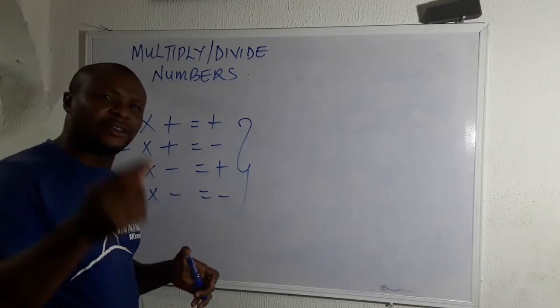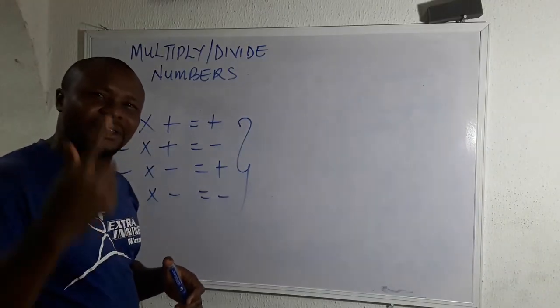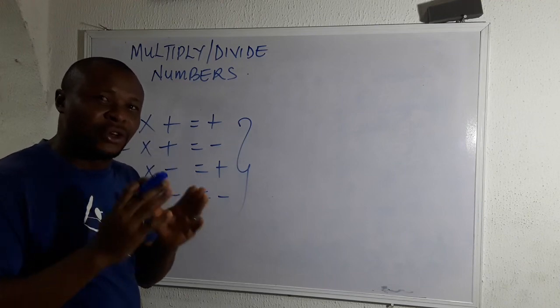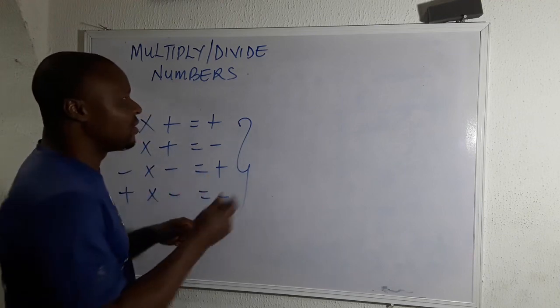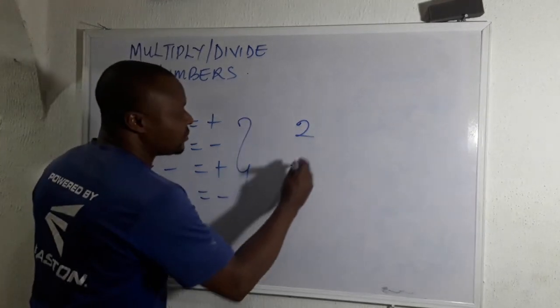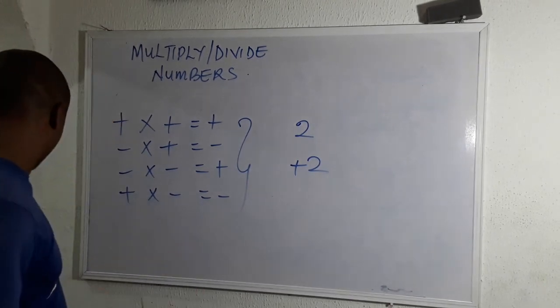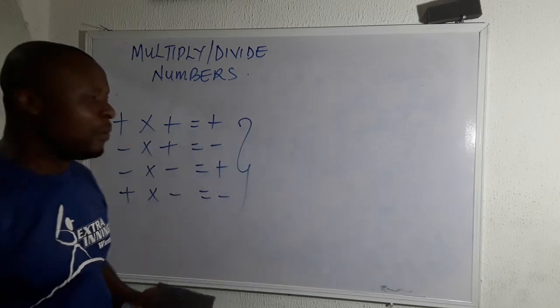But before we go right into that too, I want us to take a look at this. Whenever numbers are written in mathematics without any sign in front of the number, we should know that such number is positive. Take for instance, if we have 2, this 2 is the same thing as positive 2, that is plus 2. So now let us see how we can multiply numbers.